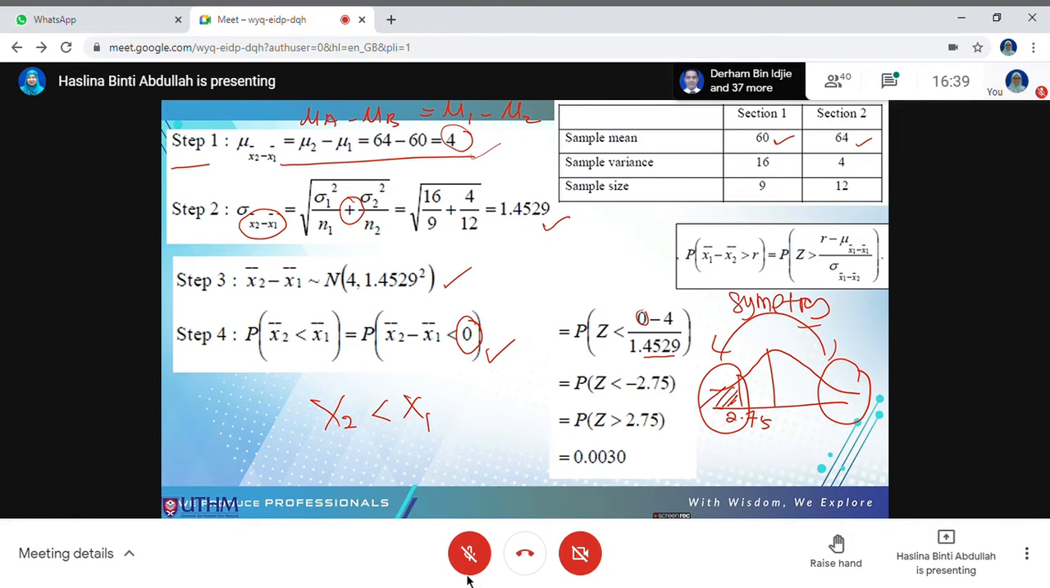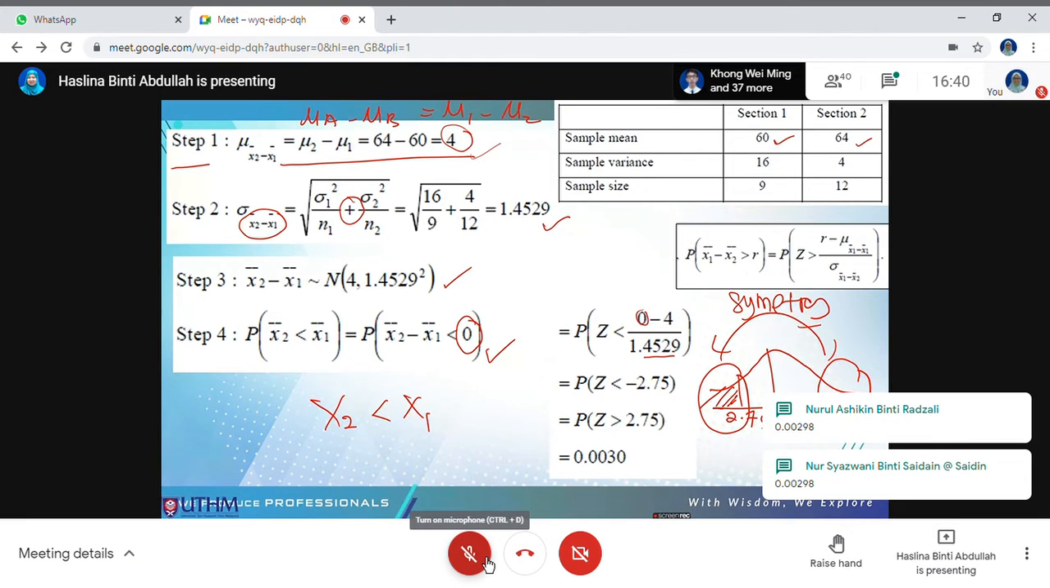Shazwan, what is the probability for 2.75? Refer to the Z table, table 3, and find the probability for the value of 2.75. Did you find it, Syazwan? Nurul Ashikin states 0 point.